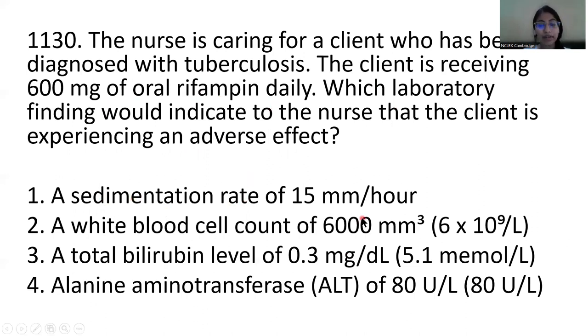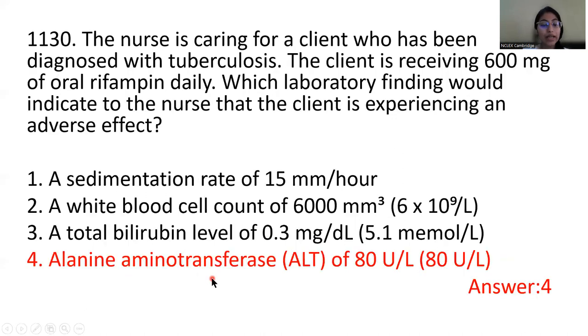A sedimentation rate of 15 mm per hour, a white blood cell count of 6000 mm cube, a total bilirubin level of 0.3 mg per deciliter, alanine aminotransferase of 80 units per deciliter. So we are giving rifampicin, and the major organ that will get affected would be the liver. Why? Because the liver is responsible for detoxification in our body, and it is responsible for metabolism of all the drugs we take. So if we give an excess of this drug, the liver will be affected most. So the answer would be alanine aminotransferase of 80 units per deciliter.